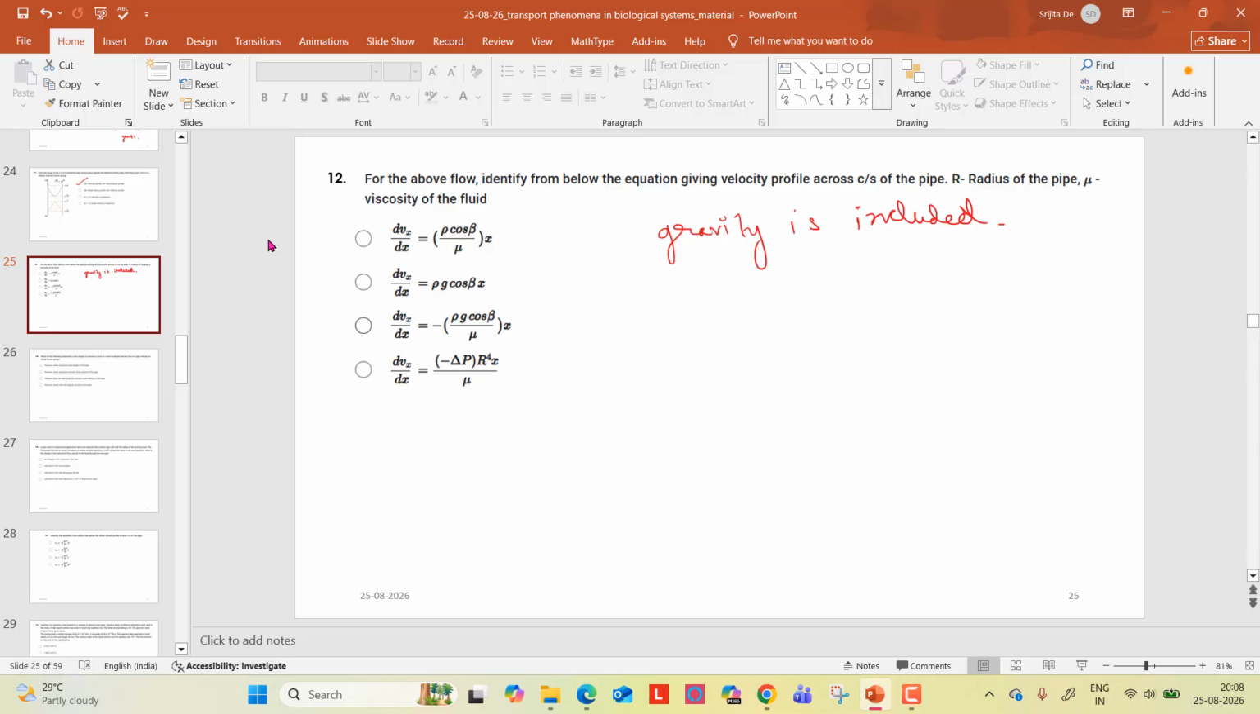So this derivation we have done in the last class, if you remember. So from there, I am directly doing this. You can go back and check. From sir's note also you can check. So cos beta is coming, suppose it is an inclined field. Okay. We are considering that suppose it is an inclined field.